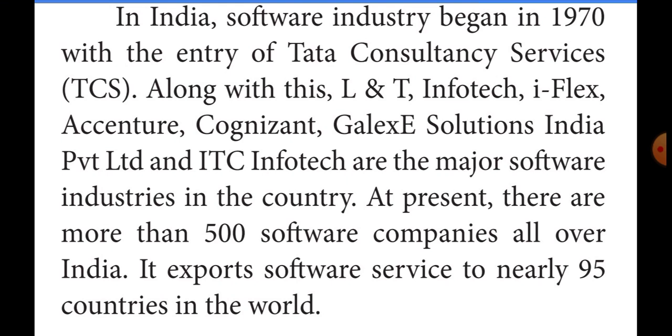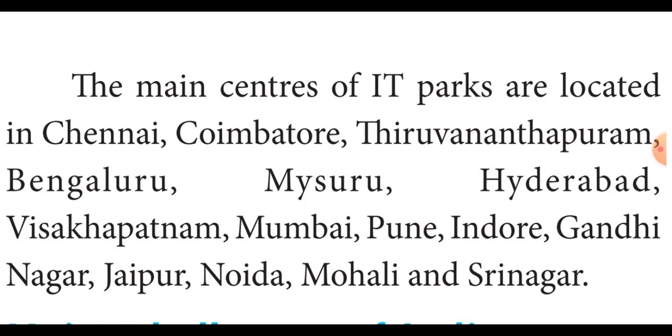Some of the companies are, for example, Tata Consultancy Services, L&T Infotech, iFlex, Accenture, Cognizant, Galex Solution India Private Limited, ITC Infotech. These are the major software industries. At present, India has 500 software companies. The main centers of IT parks are located at Chennai, Coimbatore, Thiruvananthapuram, Bangalore, Mysore, Hyderabad, Visakhapatnam, Mumbai, Pune, Indore, Gandhinagar, Jaipur, Noida, Mohali, and Srinagar.